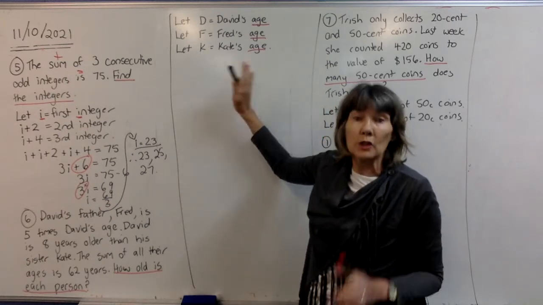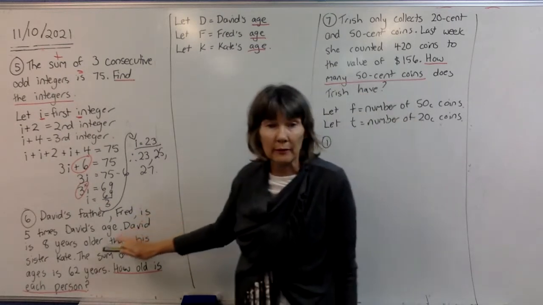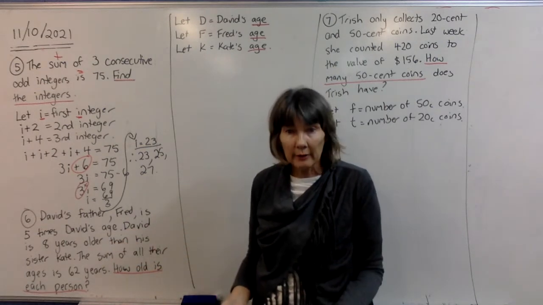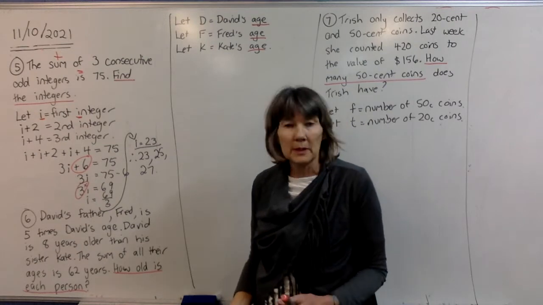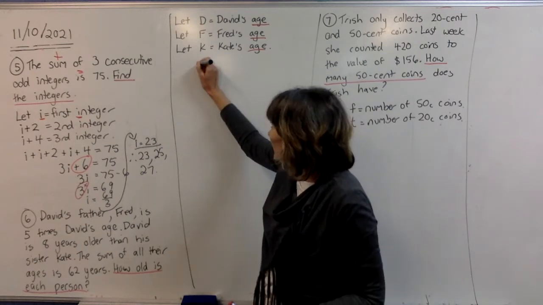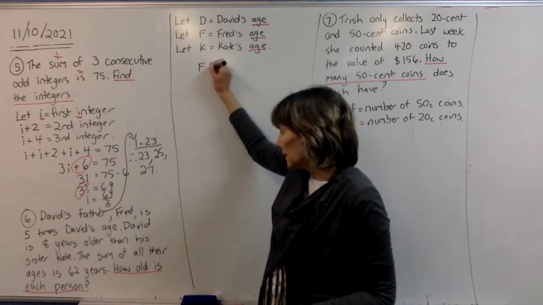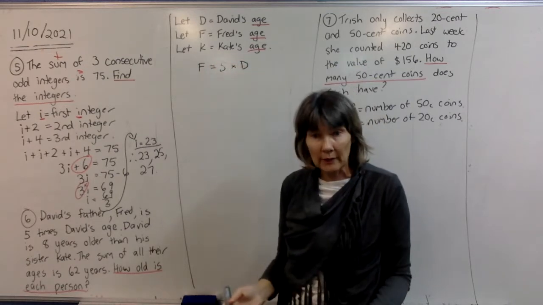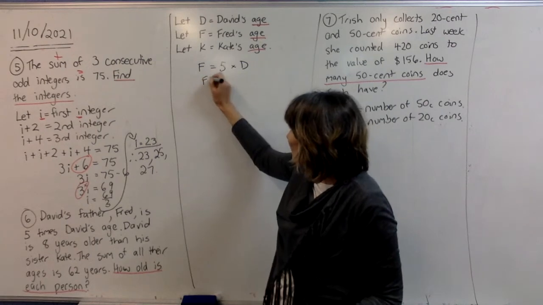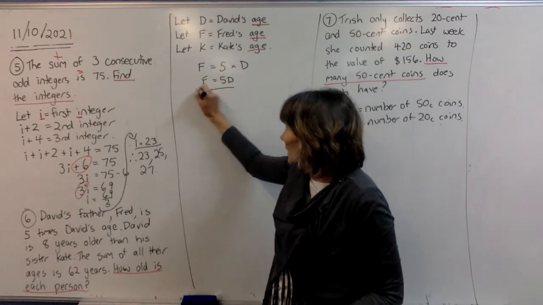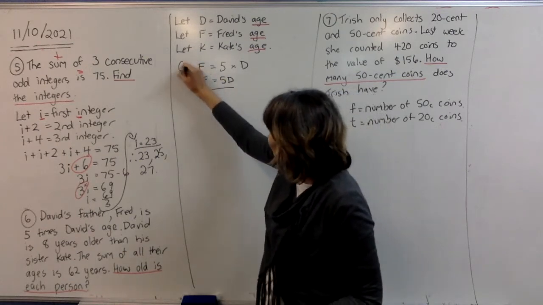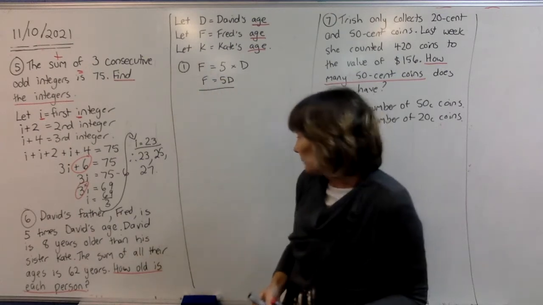That's the beginning, just writing the let statements. Now we're reading the information. David's father, Fred, so Fred, is 5 times David's age. All right, so Fred's age is 5 times David's age. That's what they've told you. Or if we just shorten this a bit, F equals 5D. So they've told you that. That's one thing we know. Let's see another thing we know.